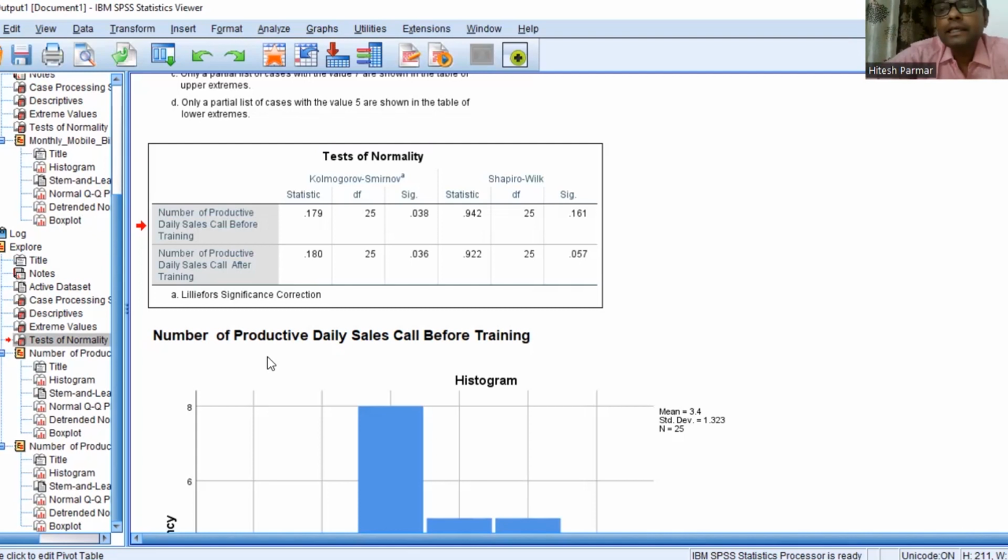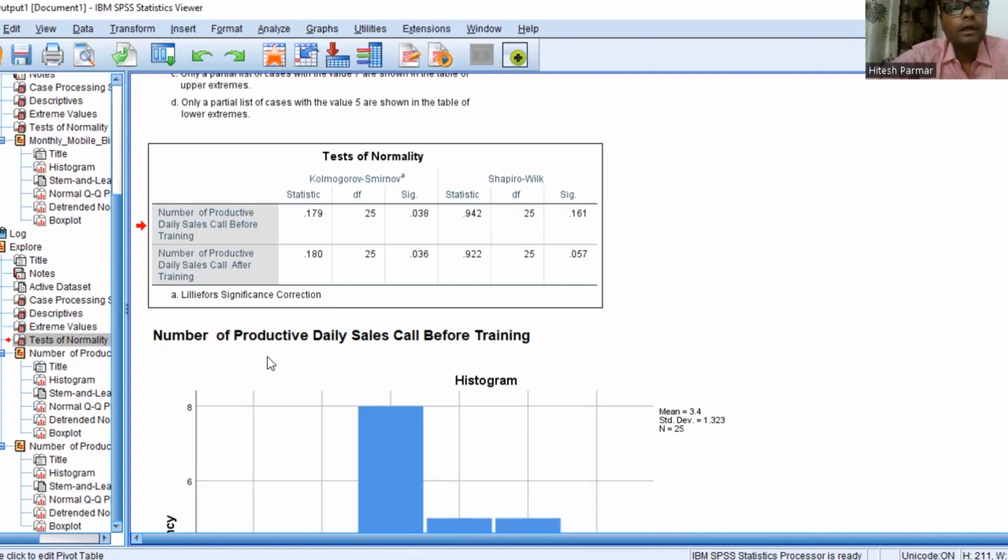Now one test is saying that you reject, and another test is saying that you fail to reject. What should we do? According to the thumb rule, if your sample is small, then rely on the Shapiro-Wilk test. And if your sample is too large, and large they have defined as maybe greater than 2000, then rely on the KS test.